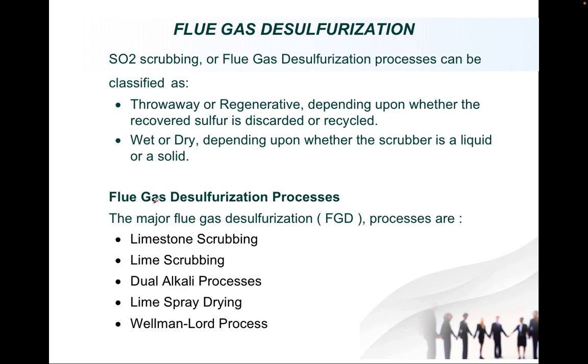Now there are different processes, or chemical reactions, which we can use. The first ones are limestone scrubbing, or lime scrubbing, dual alkali process, lime spray drying, or the Wellman-Lord process. In all these processes, the sulfur dioxide chemically reacts with the limestone and is precipitated in the form of sulfur, and that sulfur we can directly discard or recycle. I am not going into detail on those processes. You should just know an overview, meaning which processes we can use to reduce the sulfur content in the flue gases.